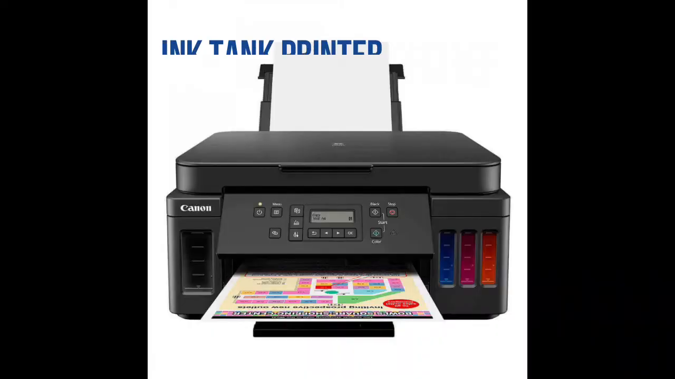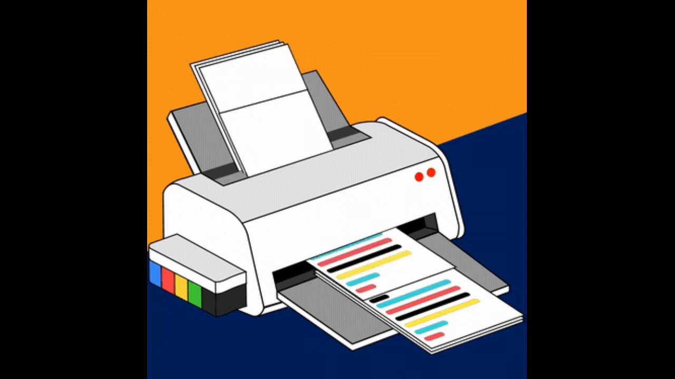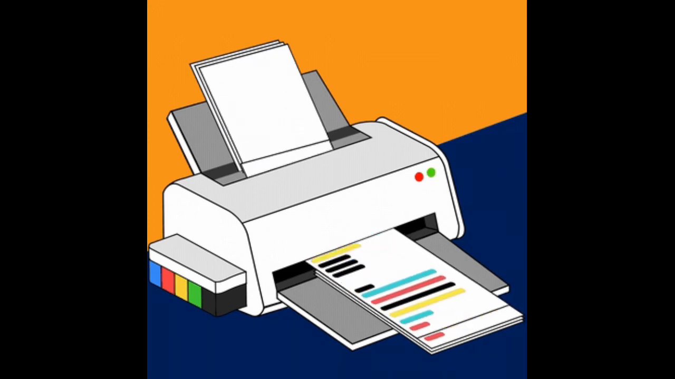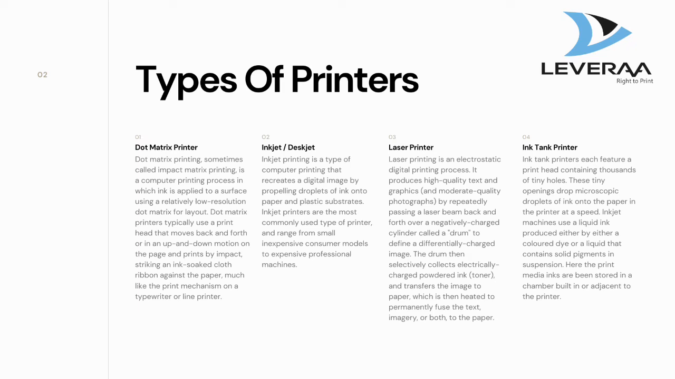Ink tank printer. Ink tank printers each feature a print head containing thousands of tiny holes. These tiny openings drop microscopic droplets of ink onto the paper at high speed. These machines use a liquid ink produced either by a colored dye or a liquid that contains solid pigments in suspension. Here the print media inks are stored in a chamber built in or adjacent to the printer.